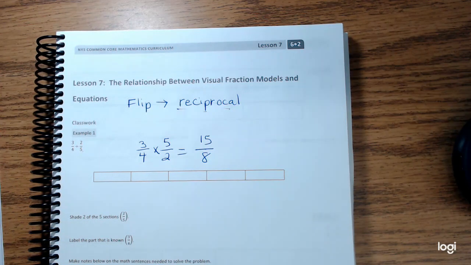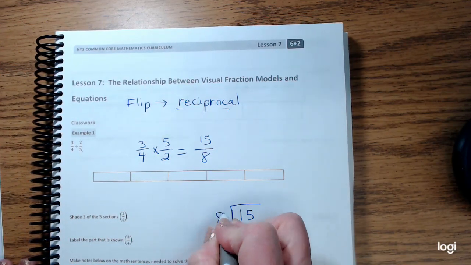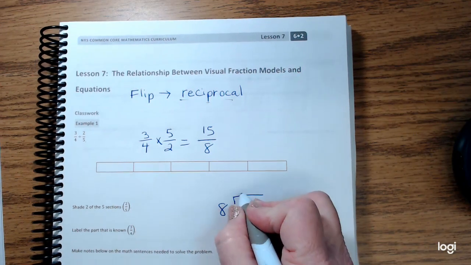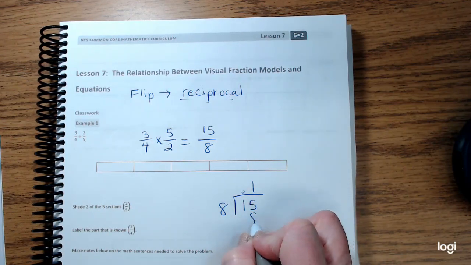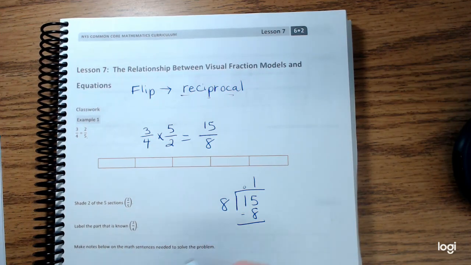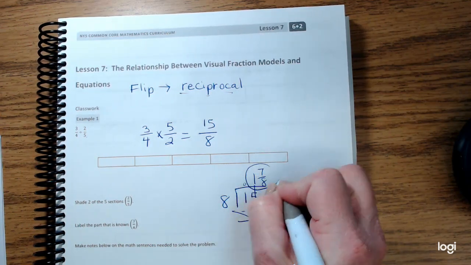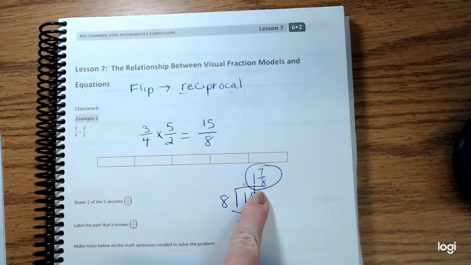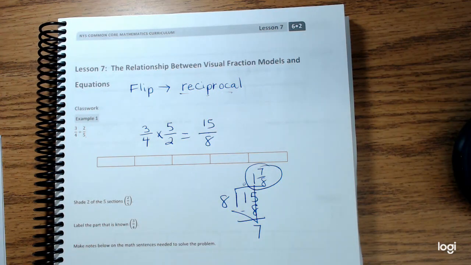But what do we notice? We notice that this is a top-heavy fraction, and because it's a top-heavy fraction, we need to come down here and do some division. 8 cannot go into 1, but 8 can go into 15 one time. 15 minus 8 is 7, and my answer is 1 7/8. Okay? 1 7/8 is the same as this. Make sure you have this written down in your notes, because your exit ticket is going to ask you for the reciprocal of something.